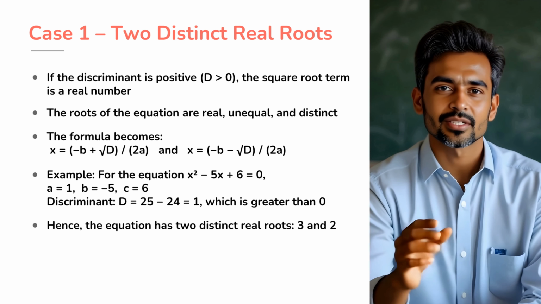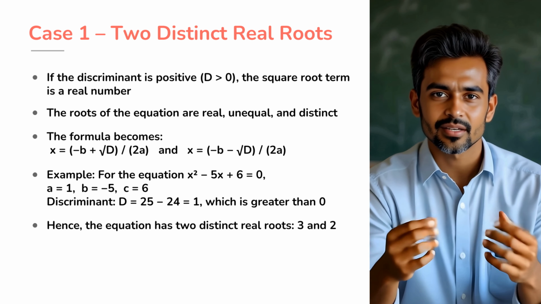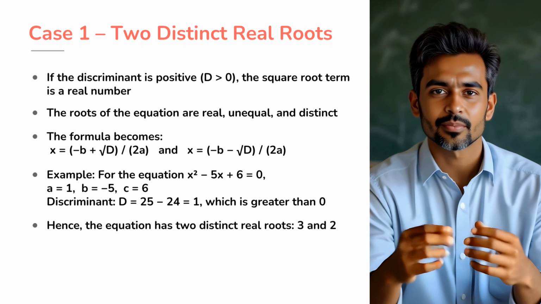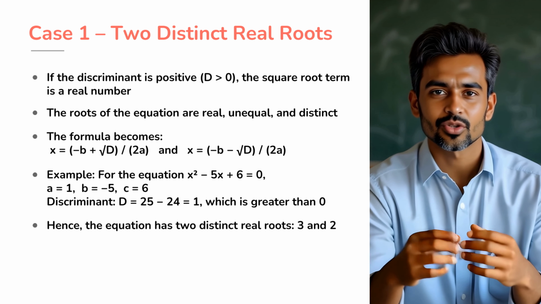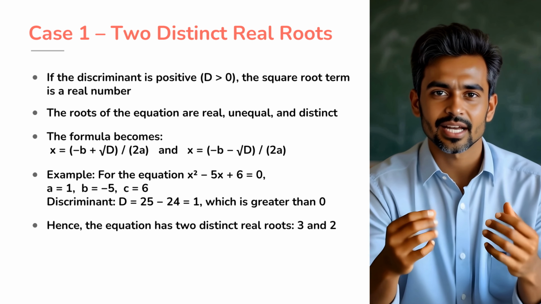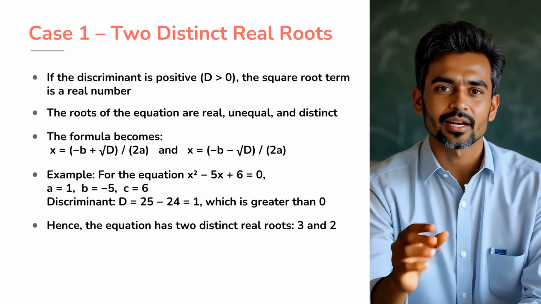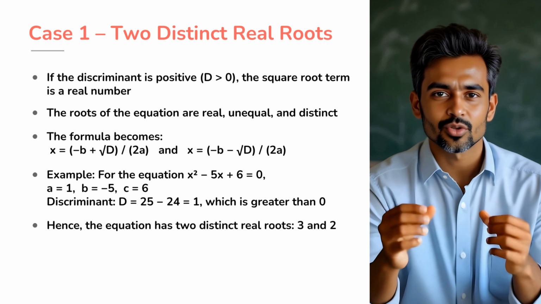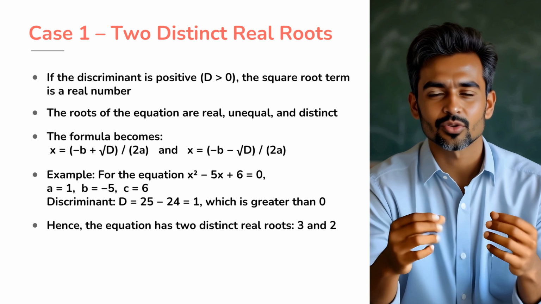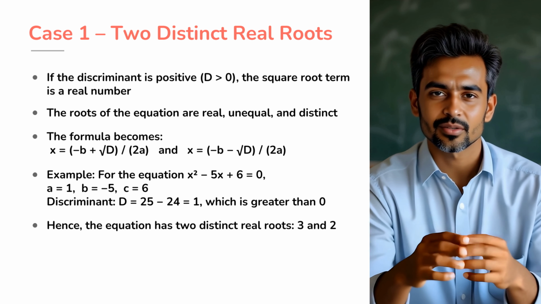First, what happens if the discriminant is greater than 0? That means D is greater than 0. Now the square root of a positive number is real, so the two values of x will be x equals minus b plus square root of D divided by 2a and x equals minus b minus square root of D divided by 2a. These two values are real and different, so we get two distinct real roots.